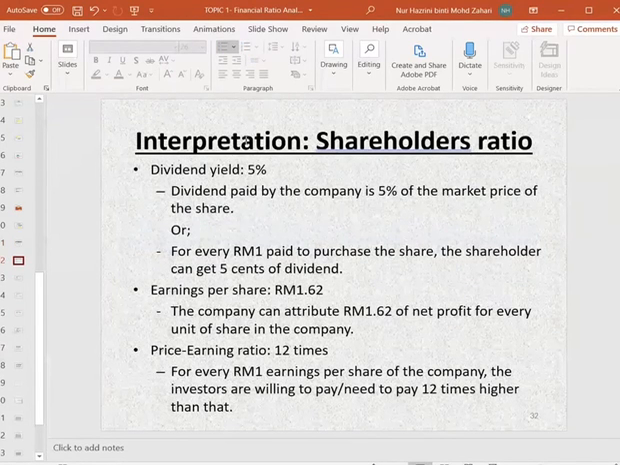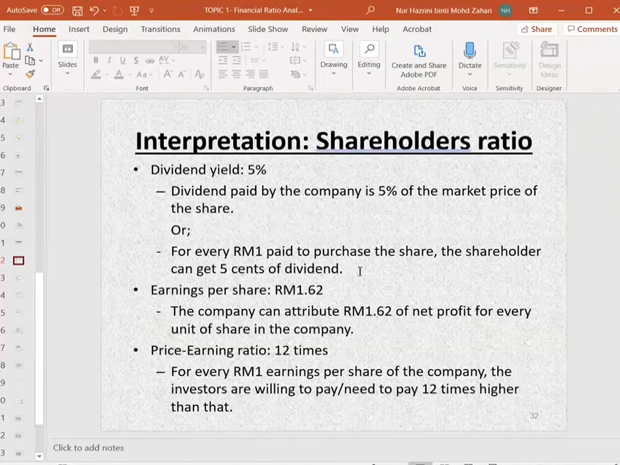So for dividend yield, you get 5%. So the dividend paid by the company is 5% of the market price of the share. Or, to make it clearer, for every 1 ringgit paid to purchase the share, the shareholders can get 5 cents of dividend. Okay, so this sounds not better, but more clear, right?